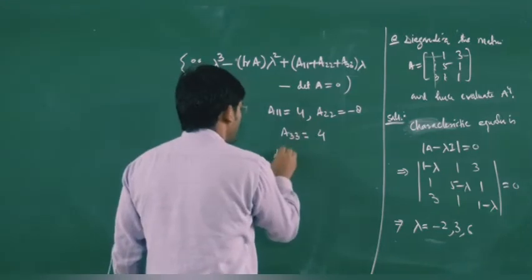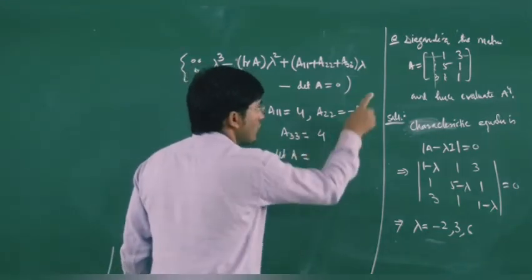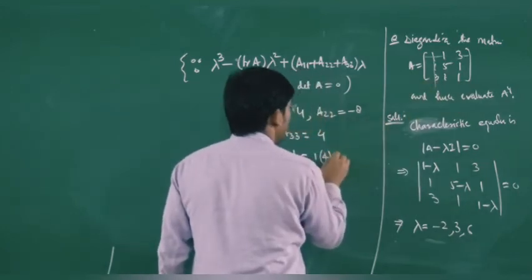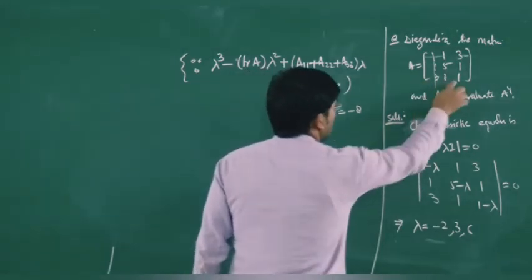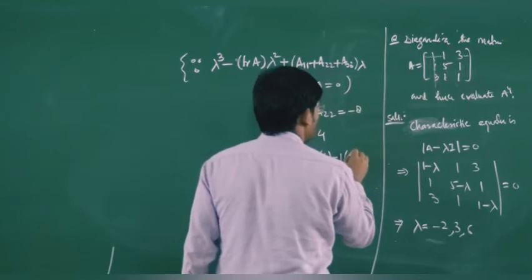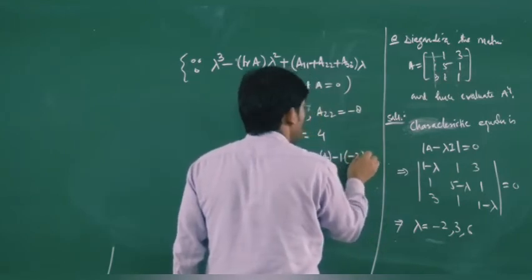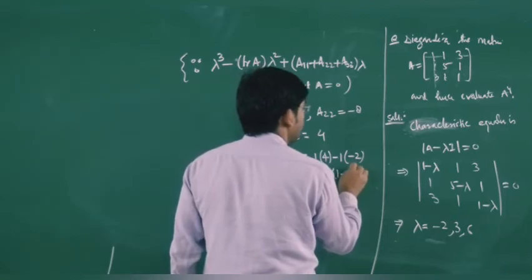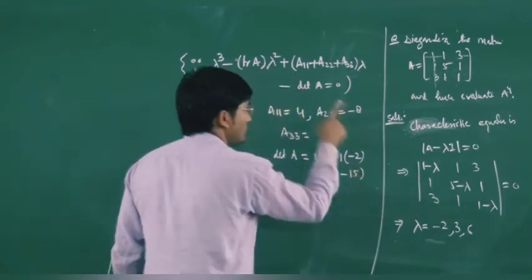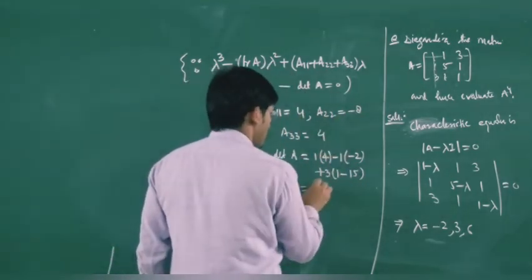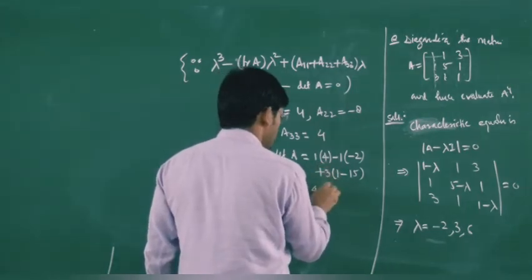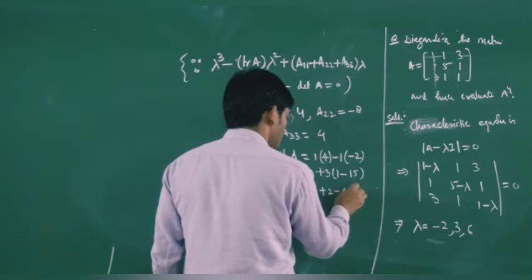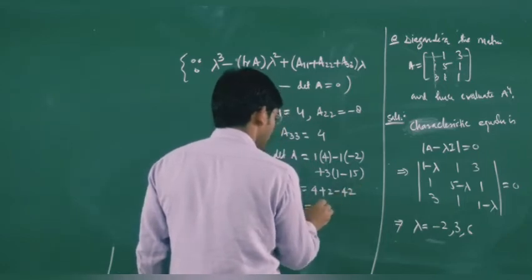Then the determinant of A. Your determinant of A will be 1 times (5 minus 1), so we have 4. Then we will have minus 1 times (1 minus 3). So 1 minus 3 means minus 2. Then we will have 3 times (1 minus 15). So this is 1 minus 15. So we have minus 4 plus 2, then we have minus 14, so this is minus 42. So we have minus 36.